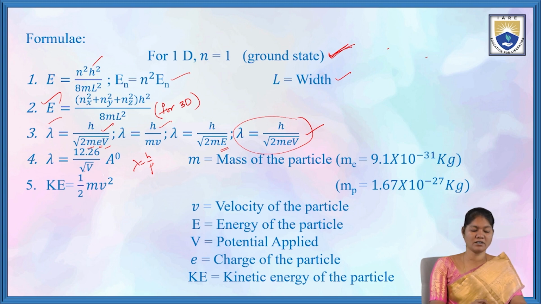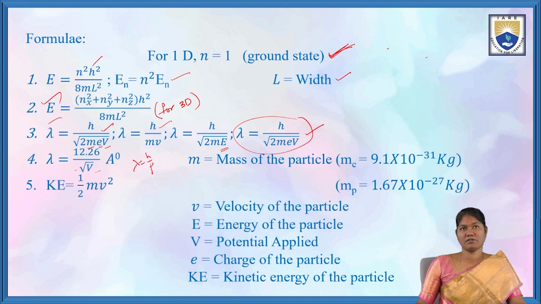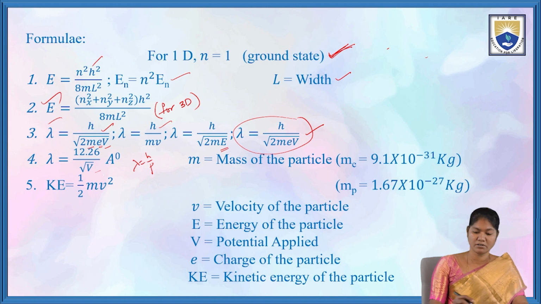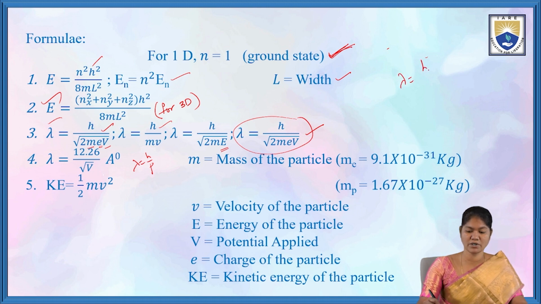Okay, so then lambda, another formula: lambda is equal to 12.26 by root V. For an electron, after substituting the standard values and simplifying, we get lambda is equal to 12.26 by root V angstroms. That is, we know lambda is equal to h by root of 2 meV.